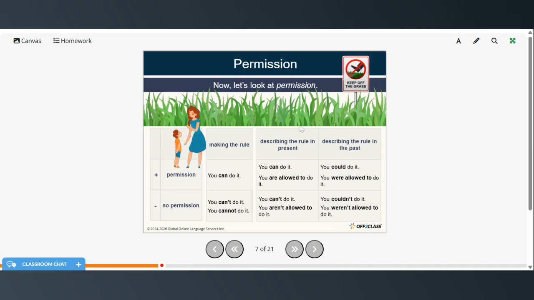Now we'll look at permission. So making the rule, you can do it, you are allowed to do it. Describing the rule in the past, you could do it or you were allowed to do it. And no permission, you can't do it or you cannot do it, you aren't allowed to do it. And describing the rule in the past, you couldn't do it, you weren't allowed to do it.